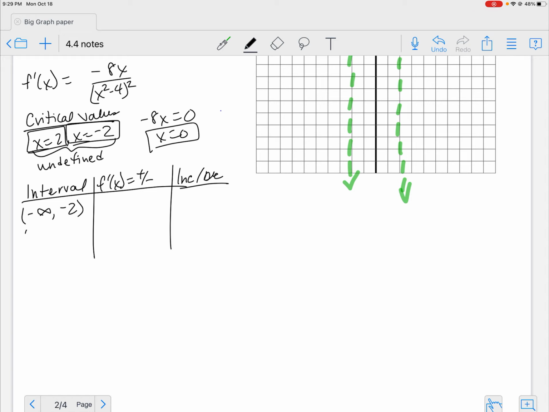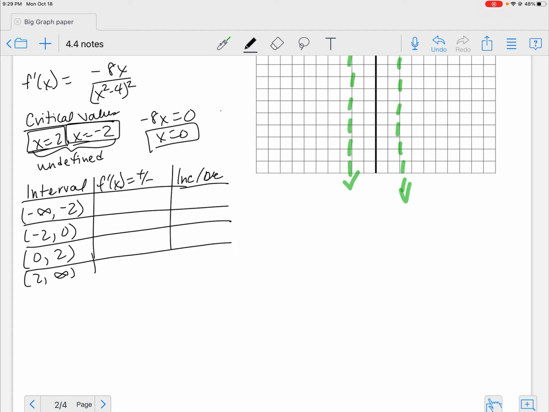So I'm going to go to negative 2. Negative 2 to 0, 0 to 2, and 2 to infinity. So you have to hit all of them. Okay, let's do it. So make your life easy. Let's go with negative 3. Again, I am plugging this in.